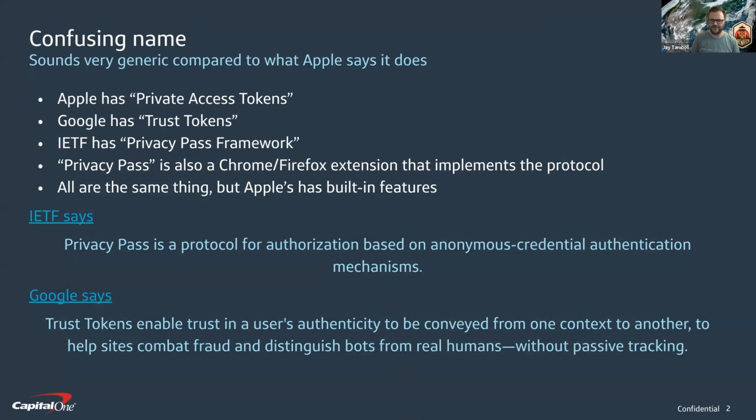Apple has what they call private access tokens, and it's an implementation of a general IETF standard called the Privacy Pass framework. Google has a version of it they're calling trust tokens. Privacy Pass is also a plugin that implements this framework, but they're all kind of the same thing, except that Apple's adds some stuff for free that makes it pretty nice. I kind of like Google's explanation of the general framework. They say trust tokens enable trust in a user's authenticity to be conveyed from one context to another to help sites combat fraud and distinguish bots from real humans without passive tracking.